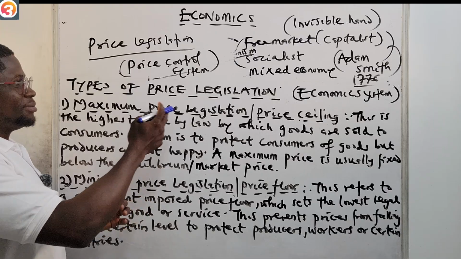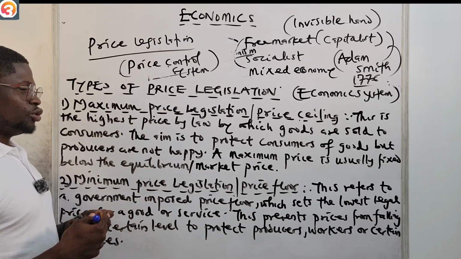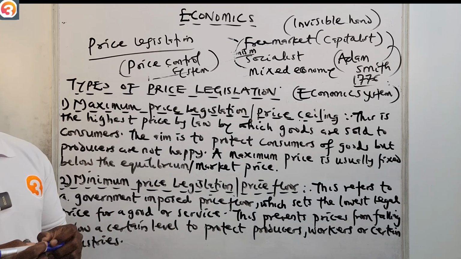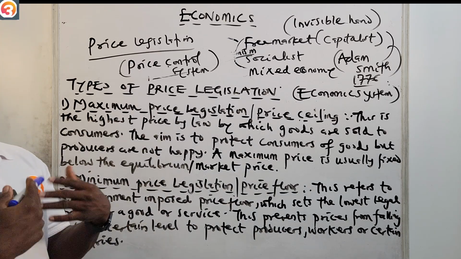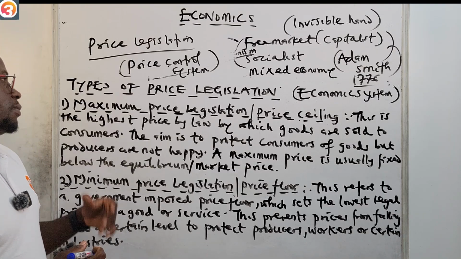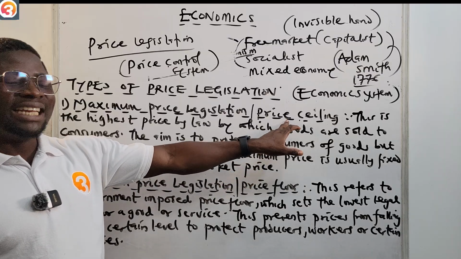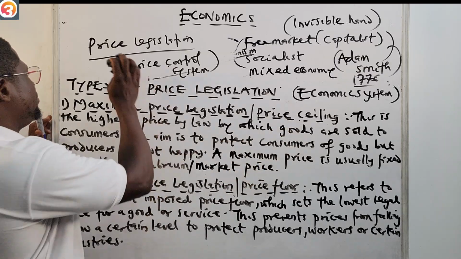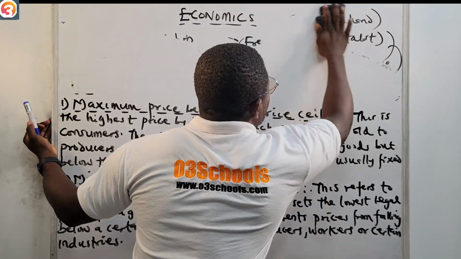Now that will take us to types of price legislation. I'm going to talk about two types of price legislation, two methods whereby government comes into play when it comes to legislation of prices. Number one is called the maximum price legislation, which is also called price ceiling.